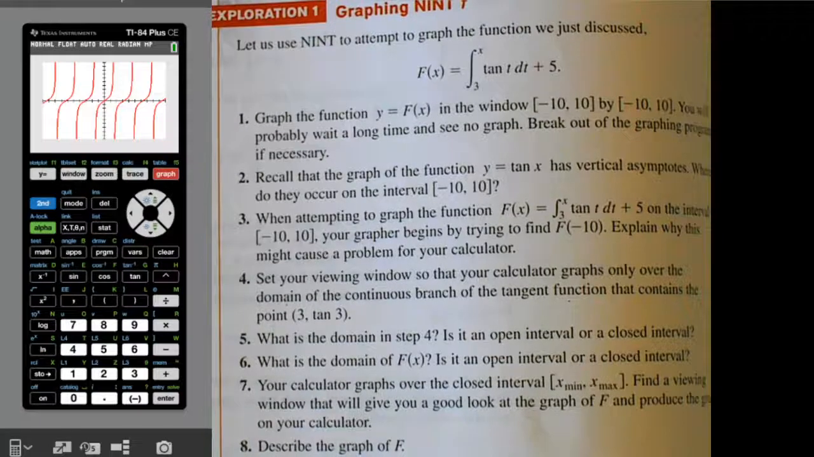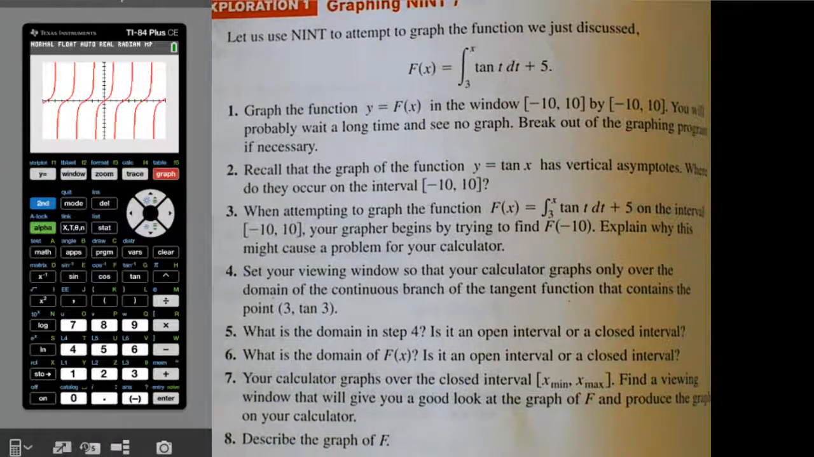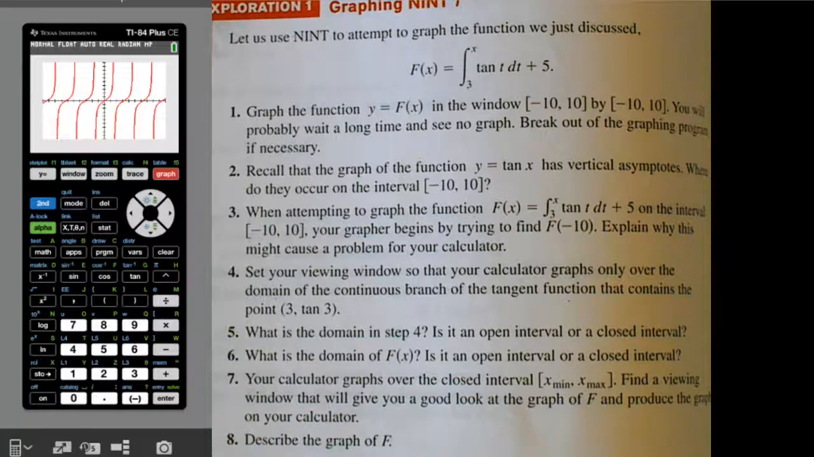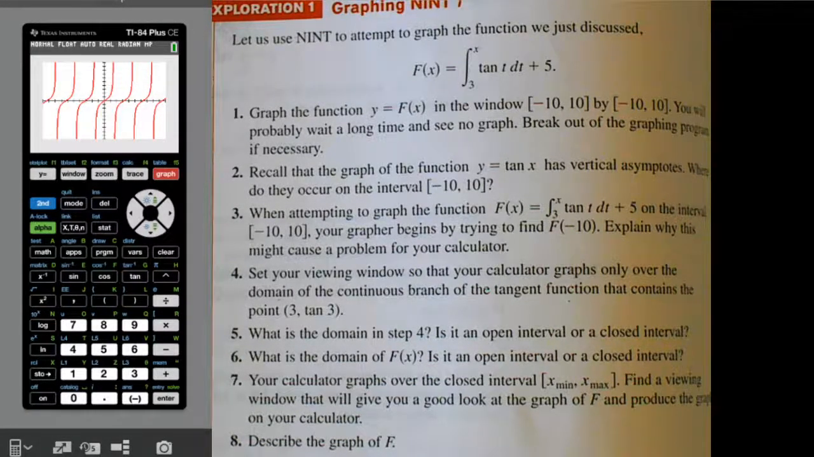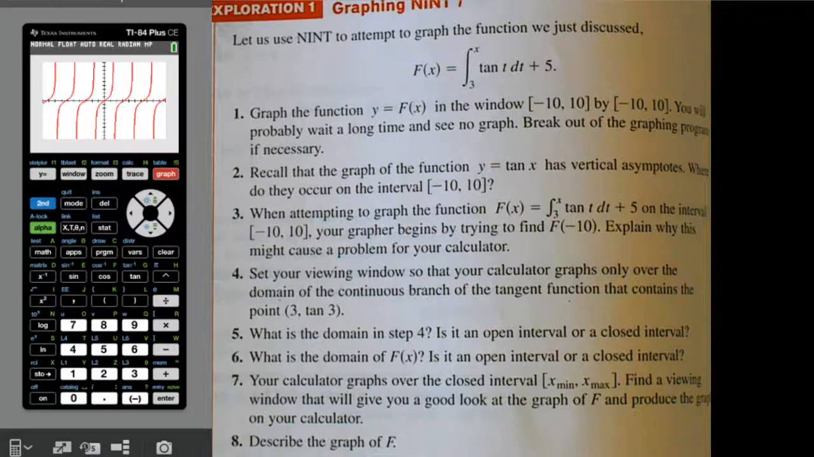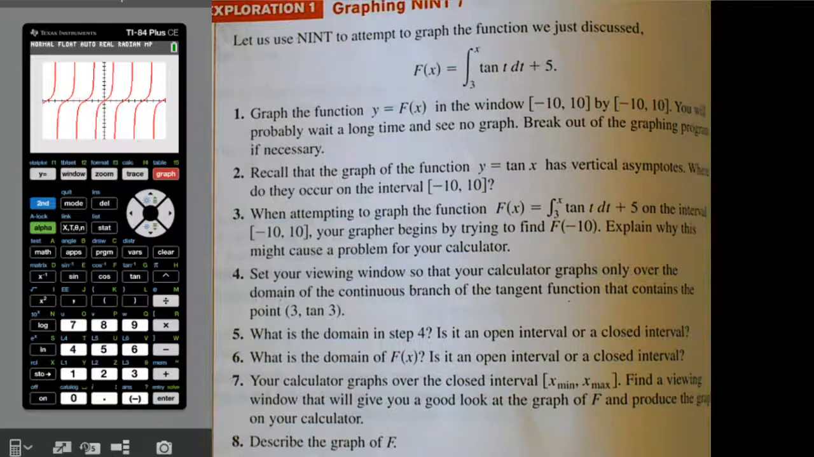When we were looking at the fundamental theorem of calculus part 1, it required a function to be continuous. So when we're trying to graph from -10 to 10, I'm looking at number 3. Your grapher begins by trying to find F of -10. Well, that's not really going to work because we have some discontinuities of tangent before we get to -10. It just does not work because of those discontinuities.